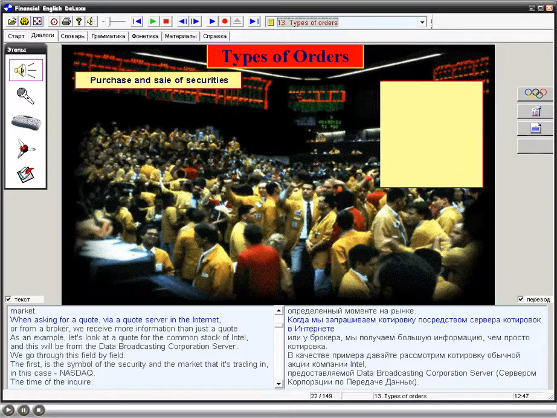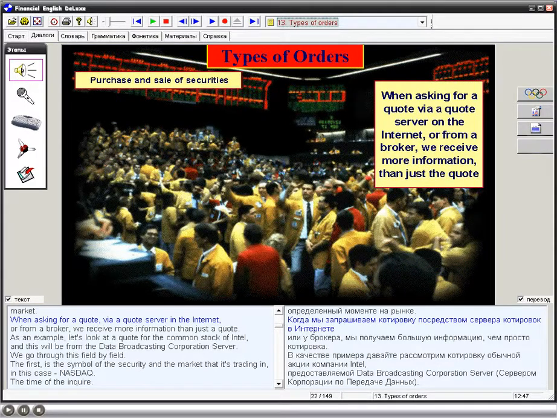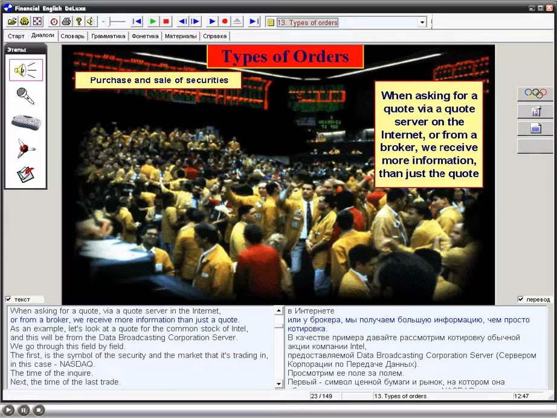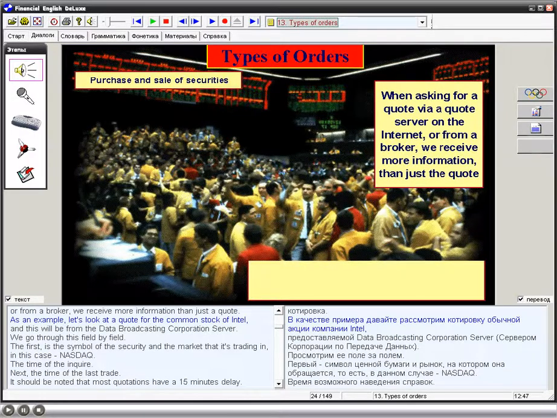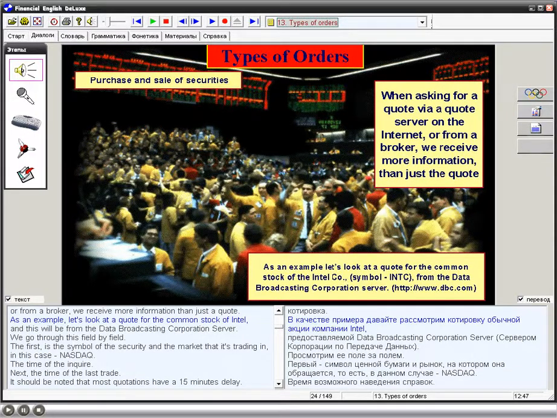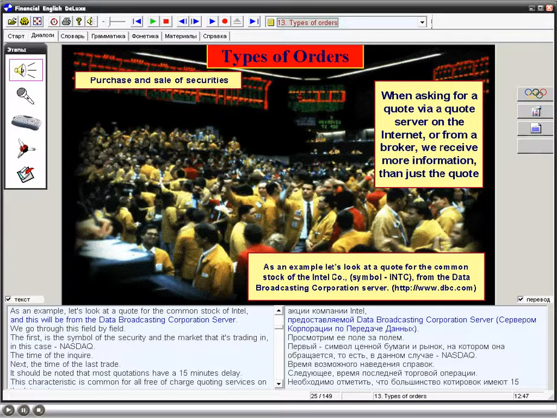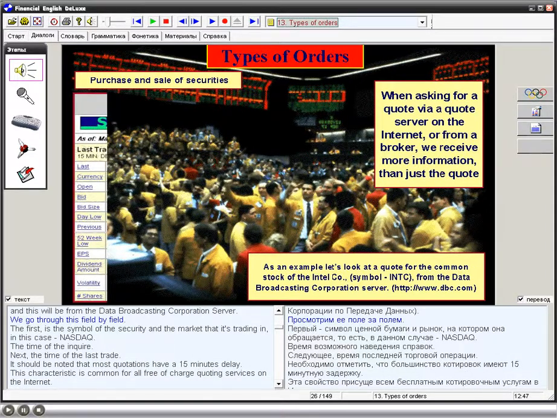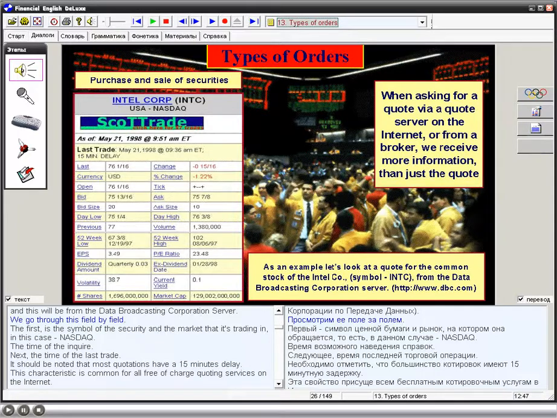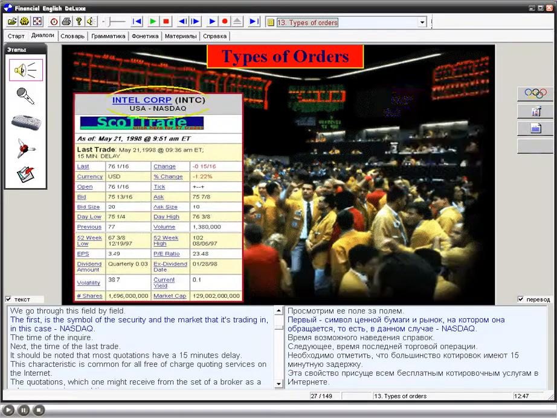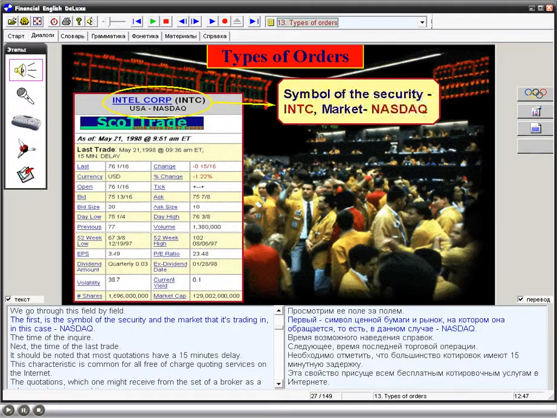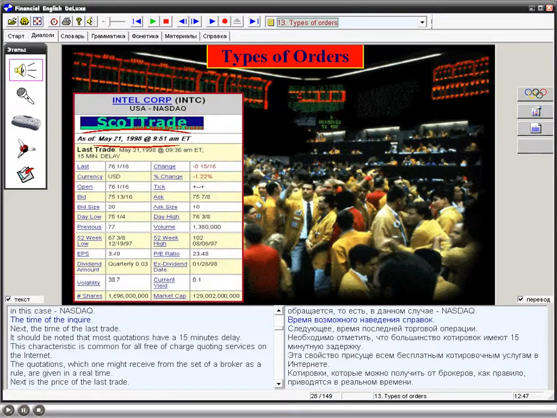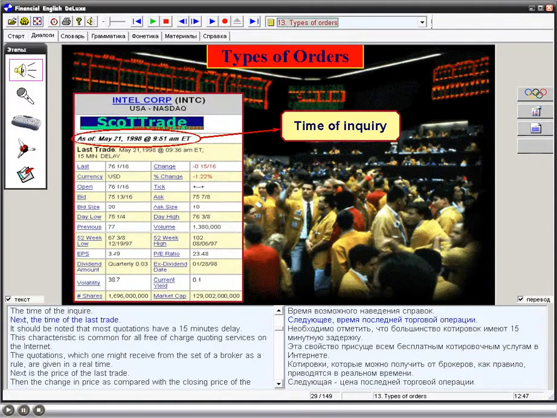When asking for a quote via a quote server on the internet or from a broker, we receive more information than just the quote. As an example, let's look at a quote for the common stock of Intel, and this will be from the Data Broadcasting Corporation server. We'll go through this field by field. The first is the symbol of the security and the market that it's traded in, in this case NASDAQ. The time of the inquiry.